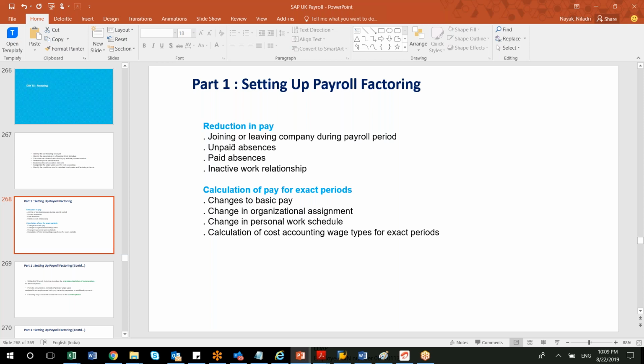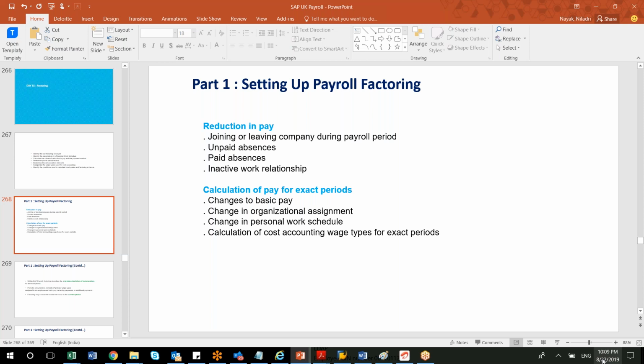So if the person has worked from the 22nd of August to the 31st of August, the number of working days will be around, say, 5 to 7. In that case, accordingly, the partial period factor will be calculated in the system, and it will be multiplied by whatever basic salary the person is deserving. So that is the concept of factoring when it comes to the scenario of reduction in pay in case of joining.